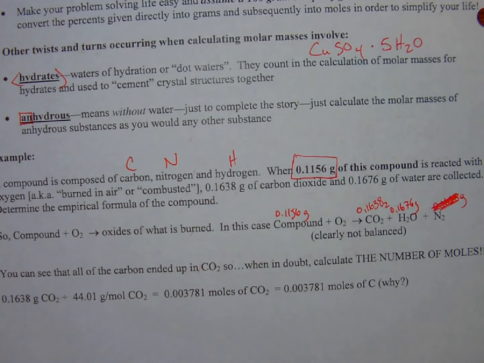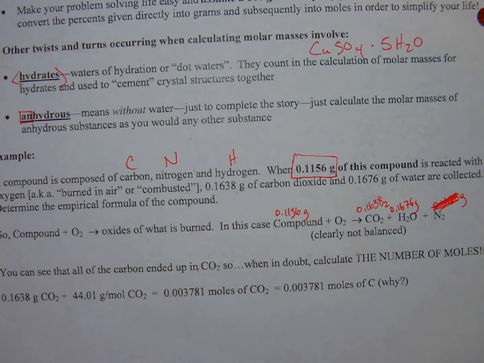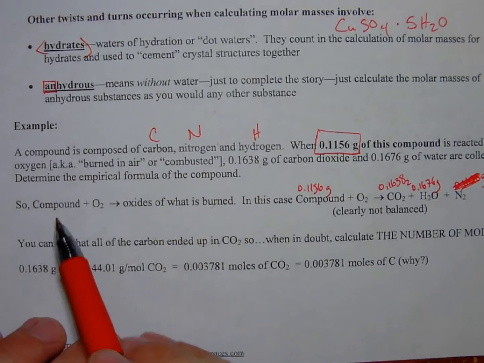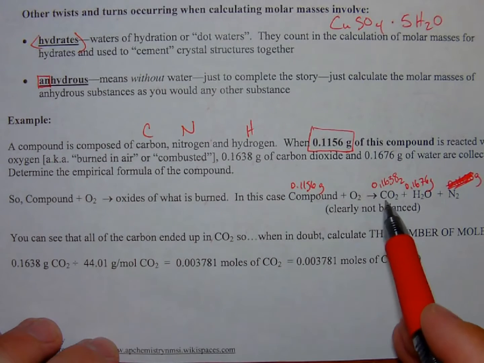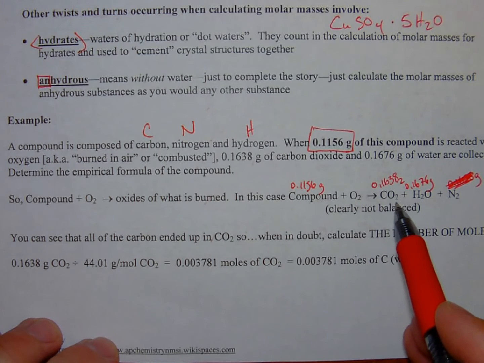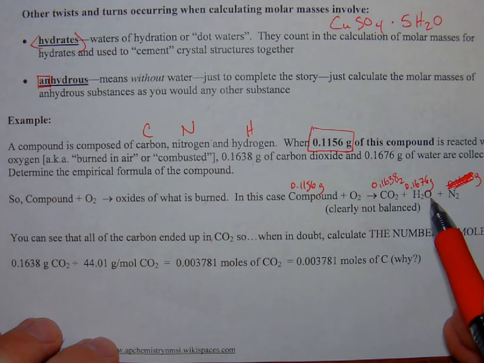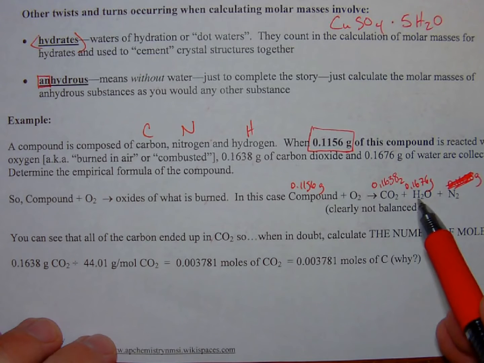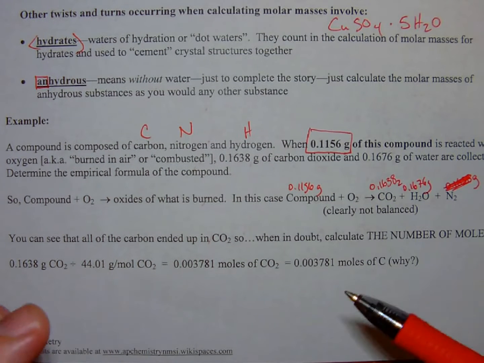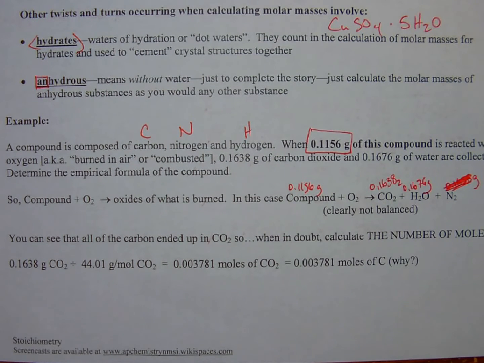So, the compound, right, this much, plus O2 are going to react to create oxides of what was burned. So, whatever was present in this compound is going to create an oxide, right? And so, it's going to make carbon dioxide or dihydrogen monoxide, and then some nitrogen, right? So we know that carbon, hydrogen, and nitrogen are all present here. You can see that all of the carbon has to end up in CO2 because it's the only place that carbon could end up over here.